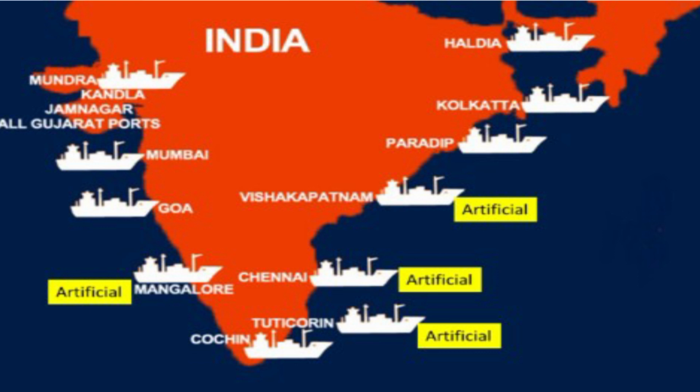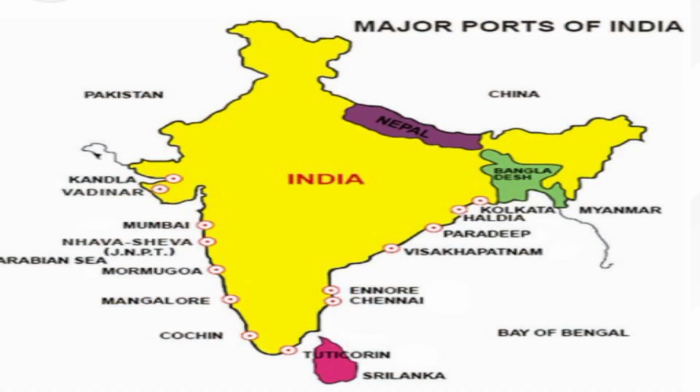We can see here, you are supposed to draw the ship with the flag of India when they ask you to mark the port on the board. The map will be already given along with the paper. With the pencil you need to draw the ship. Kandla, Mumbai, Goa, Marmagaon, Mangalore, Kochi, Tuticorin, Chennai, Visakhapatnam, Paradip, Kolkata, Haldia. Same thing again.